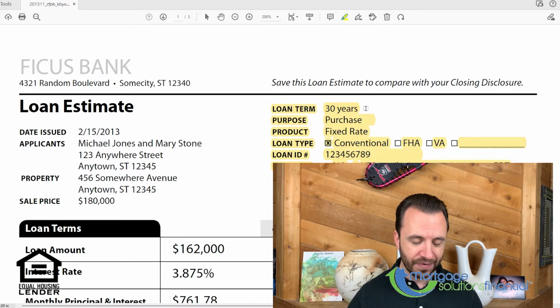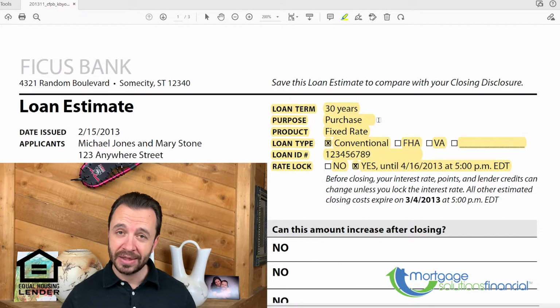Then over to the right, we've got more specific information about the actual loan. We've got the loan term, it's 30 years in this case. We've got the purpose, it's a purchase, it could be a refinance. We've got the product, this is a fixed rate product. We've got the loan type, conventional, FHA, VA. We've got the loan ID, got to be able to track this thing and track it down.